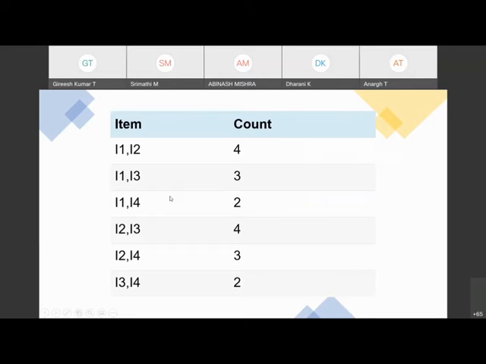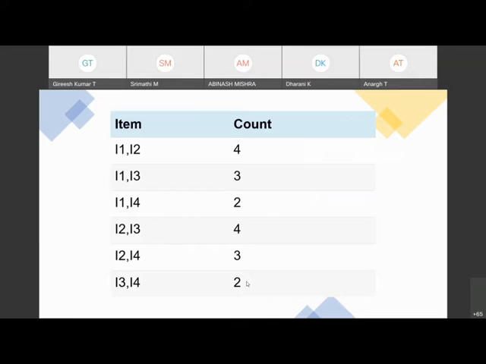Similarly, we have to calculate the next combination, I1 and I4, and we found that it is present 2 times. I2 and I3 is 4, I2 and I4 is 3, and I3 and I4 is 2. These are the different combinations and the corresponding counts.